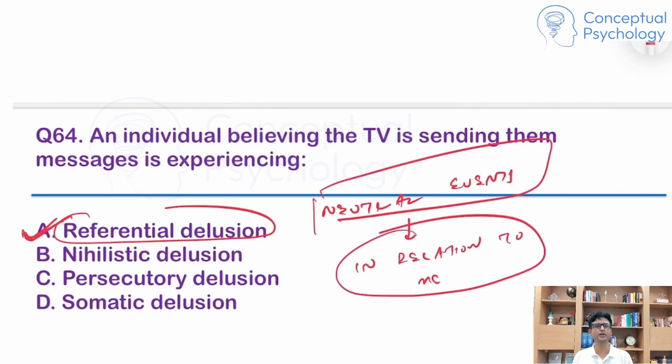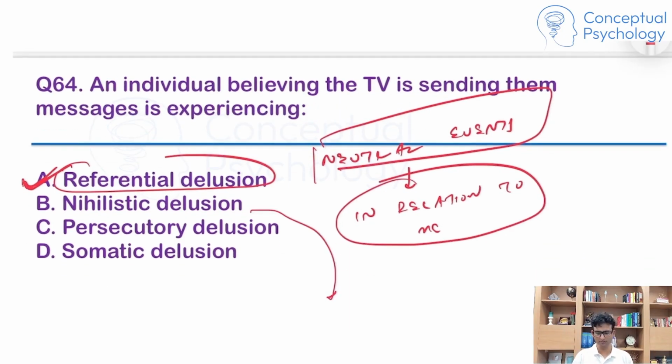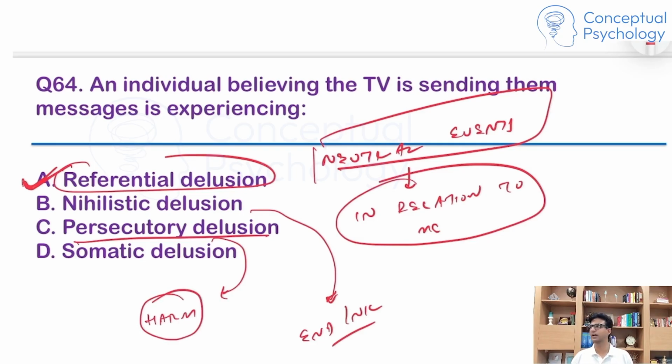This is referential delusion. The nihilistic delusion I talked about has to do with nil, nihilism. Say a patient comes and says, all my internal organs are rotten. Or a patient says, everybody in the world is dead. This is all nihilistic delusion. Persecutory delusion is somebody wants to harm me. A patient says, my family members want to kill me. My neighbors are making a conspiracy to take my property. The police is following me. All of this comes under persecutory delusion. And somatic delusion, as the name suggests, has something to do with the body. Say a patient says, my liver has been shifted to another part of my body. This becomes a somatic delusion.